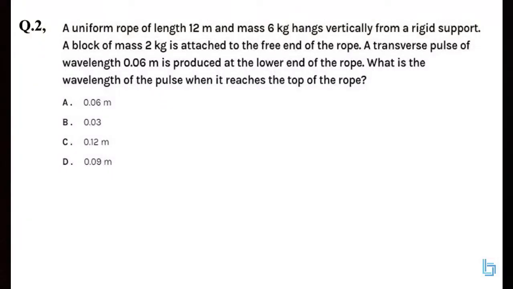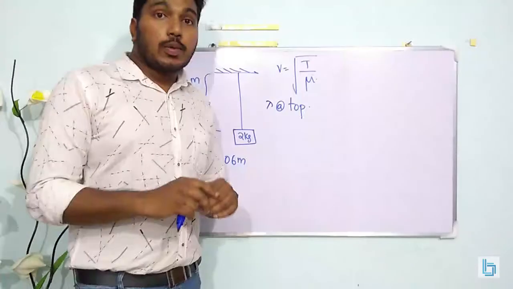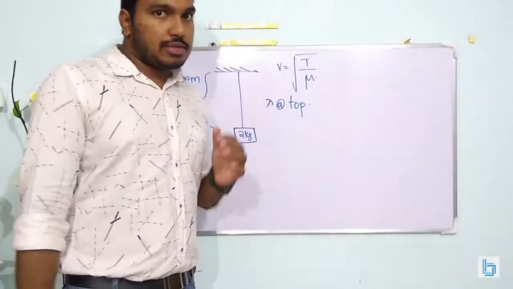A uniform rope of length 12 meter and mass 6 kg hangs vertically from a rigid support. A block of mass 2 kg is attached to the free end of the rope. A transverse pulse of wavelength 0.06 meter is produced in the lower end of the rope. What is the wavelength of the pulse when it reaches the top of the rope? This is a question from the chapter Waves.